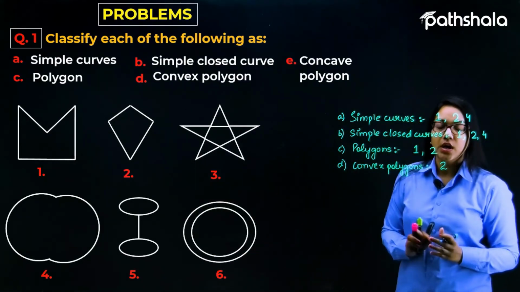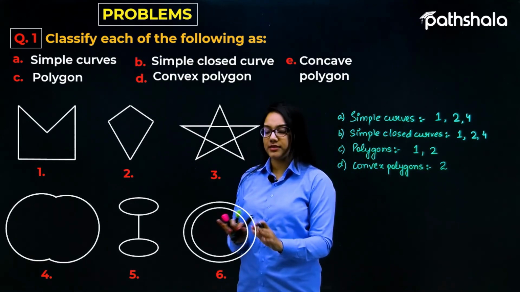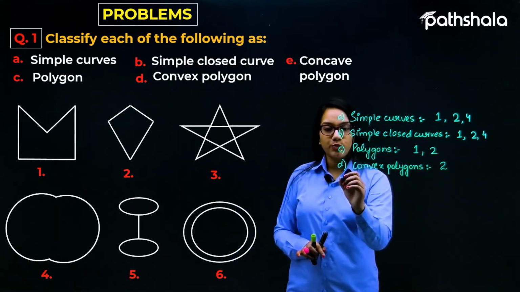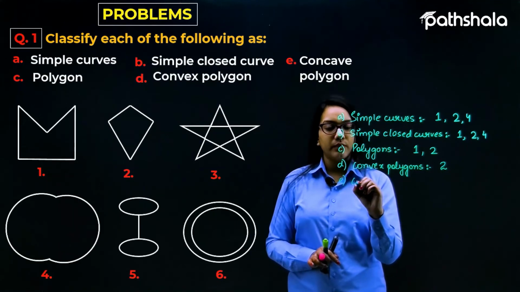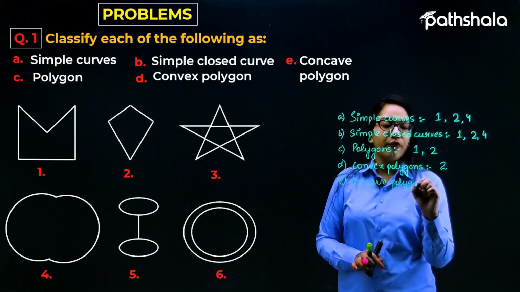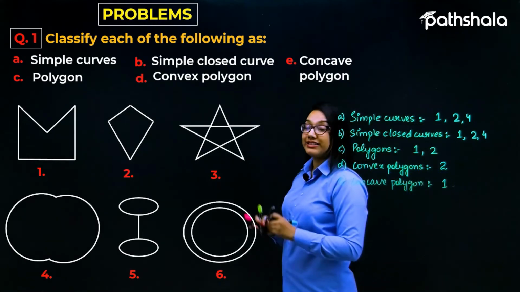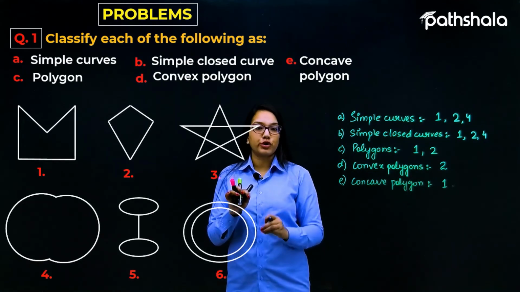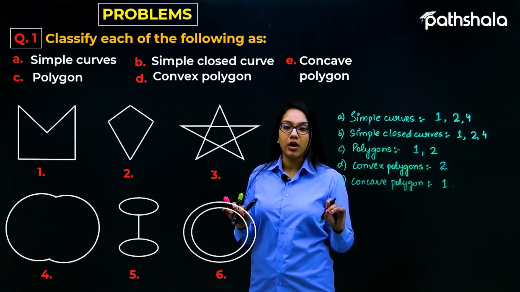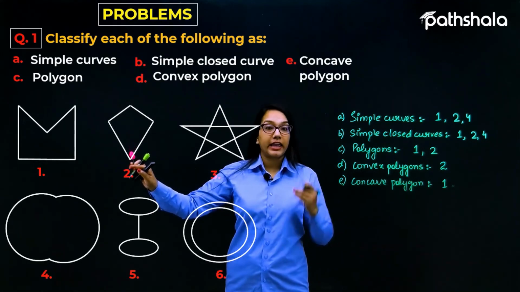Obviously the third one is not a convex polygon. Again, the fourth one is not. Again, the fifth one is not, and sixth one is absolutely not. So let's move on further towards the E part, which is a concave polygon. It is quite obvious that the very first part is a concave polygon because we can draw a diagonal whose portion lies in the exterior of the given polygon. So the first one is a concave polygon.